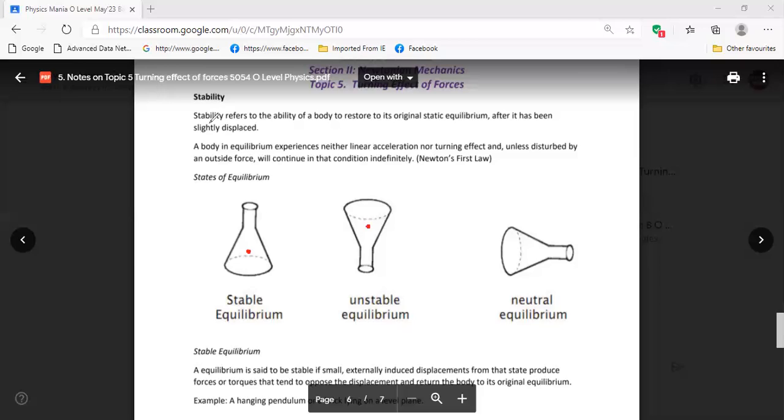So here, only this part you write. You write the heading stability, and only write these two diagrams, stable equilibrium and unstable equilibrium. Okay. Actually, in your O level, we are not dealing with neutral equilibrium. We are only dealing with stable and unstable, these two. Okay.